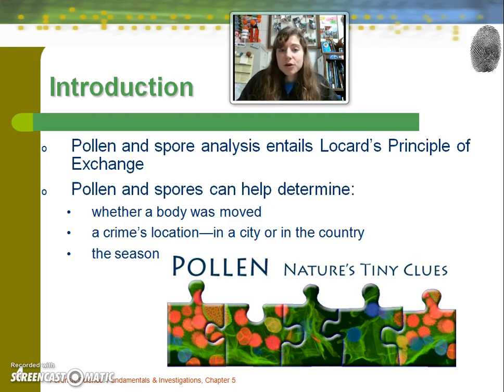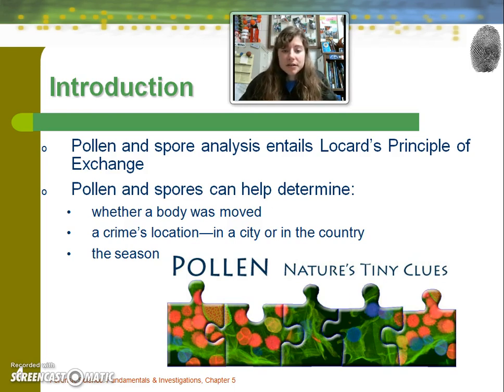It all goes back to Locard's principle of exchange. The idea that when a person goes somewhere, they deposit something, they take something with them. And that something can be pollen. And since pollen is specific to species, it's also specific to location in that sense.